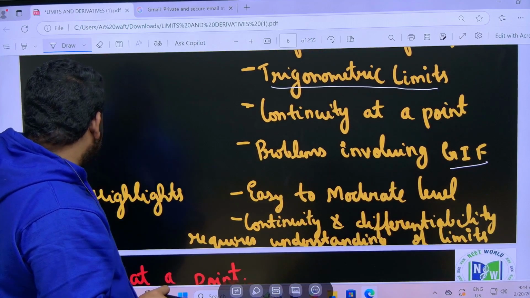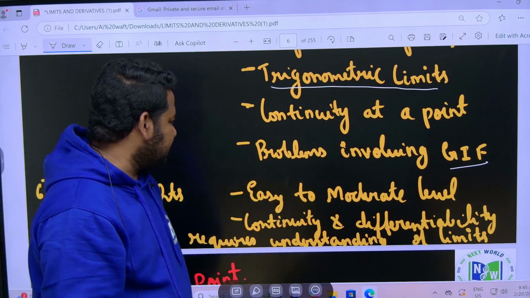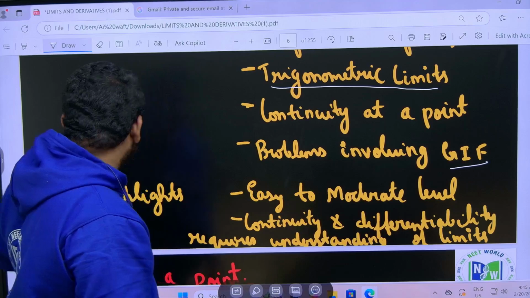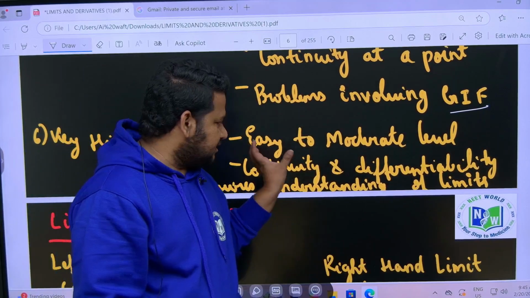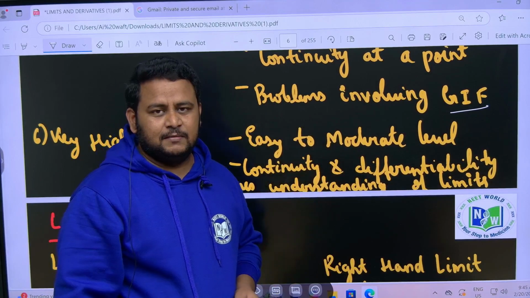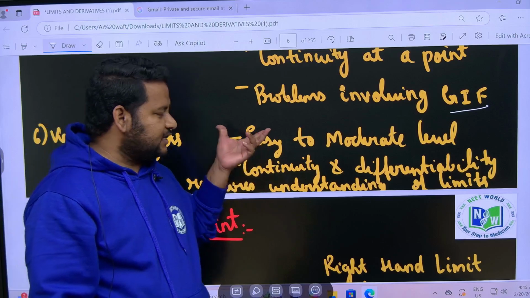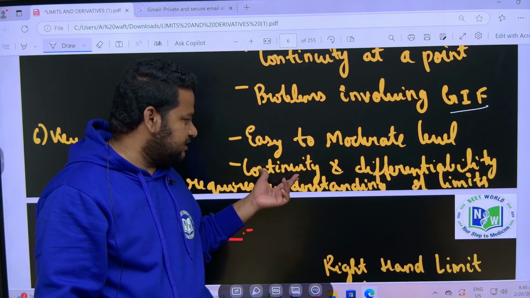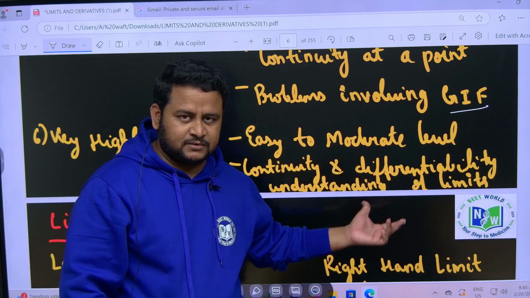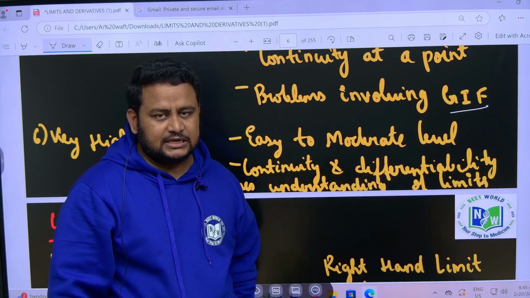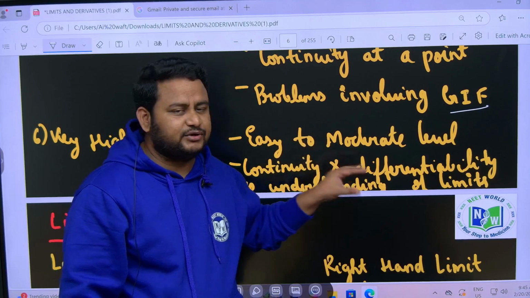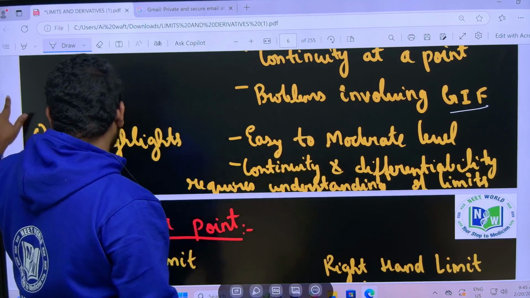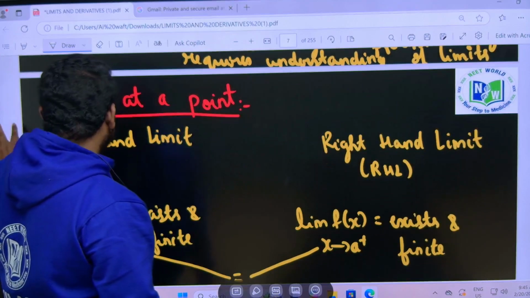Next, what are the key highlights? It is easy to moderate level. Continuity and differentiability require understanding of limits. This limits chapter is easy to moderate level, but why is it required to study limits in depth? Because it will help in the continuity chapter and the differentiability chapter, which is the core of calculus. Limits and derivatives is very important for understanding continuity and differentiability. Next, moving forward, let us start our journey of limits.